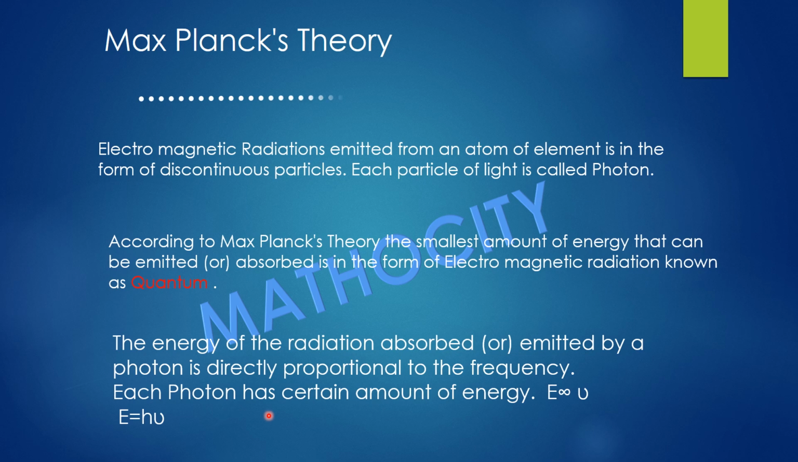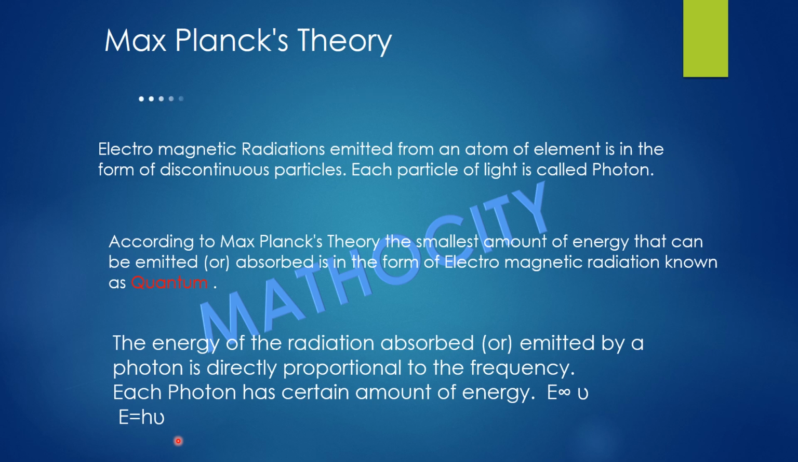Each photon has a certain amount of energy. That is, the energy of the photon is directly proportional to mu. Mu is nothing but frequency. So E is equal to h mu, where h stands for Planck's constant, a proportionality constant. Are you clear about that?